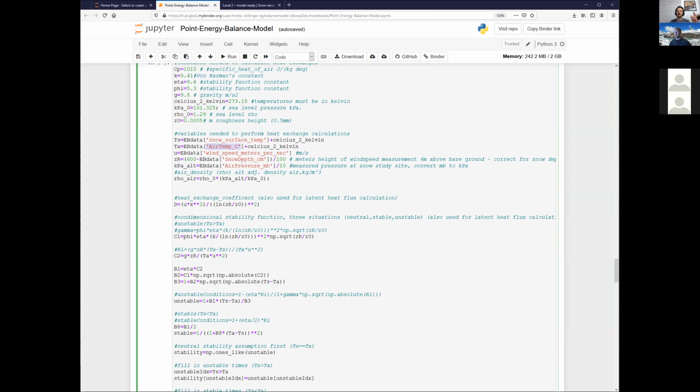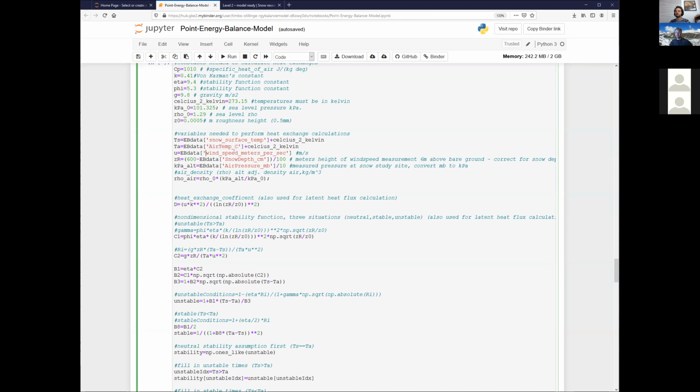So we need to know how high above the surface that temperature measurement is. Because basically, let's say the snow is at 0 degrees C and the air is at 10 degrees C. If the air is 10 degrees C, 1 meter above the surface of the snow, that's a much bigger temperature difference than if the air is 10 degrees C, 10 meters above the surface of the snow. So that distance between the two measurements is really important.